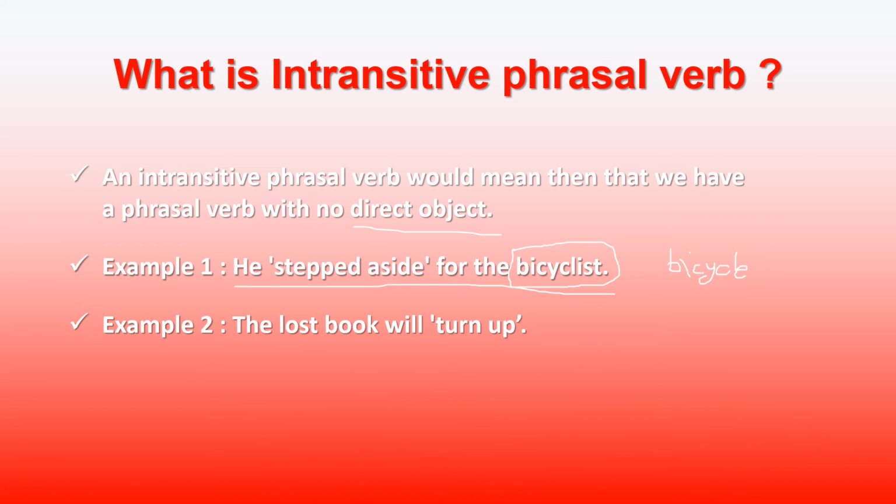Example 2. The lost book will turn up. The lost book will turn up. Here we have an object, book, but that's not a direct object. It's a lost book, so it's not a direct one.